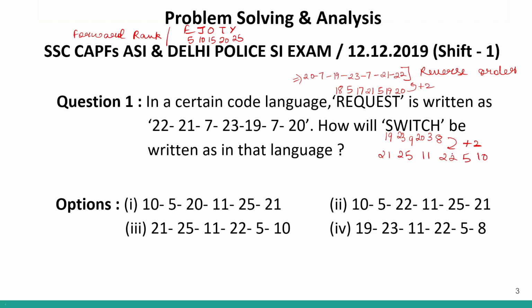Now let us write them in reverse order. So 10, then 5, then 22, then 11, then 25 and then 21. This will be your code, the final answer. And this is given in option number 2. So option number 2 will be your correct answer to this question.